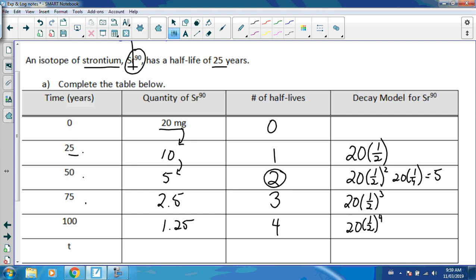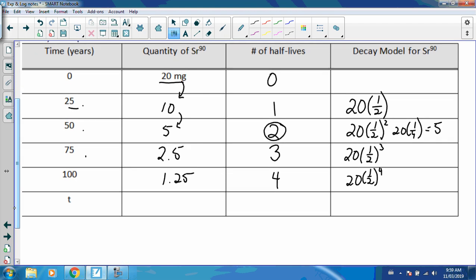And hopefully, you can see that the number of half-lives is the time, whether it's 50 years, 75 years, or whatever, divided by 25. So in this case, 100 years divided by 25 is 4, and 75 divided by 25 is 3, and so on. So my equation is going to be 20 times 1/2, right? It's a half-life. So that makes sense, to the power t over 25.